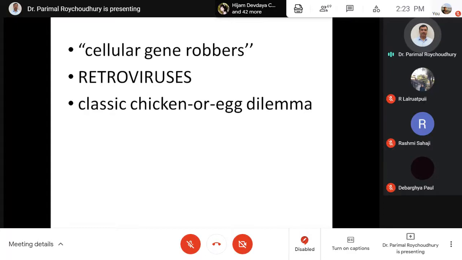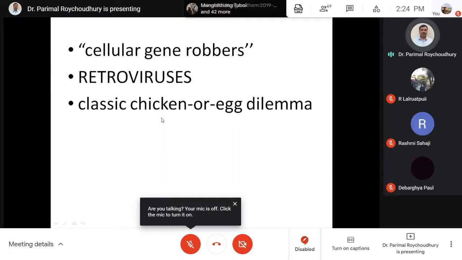Some people thought that they are cellular gene robbers, meaning the viruses evolve from the host cell. That means from higher plants and animals, they simply steal some of the genes and they get an identity of viruses. As we could see in the retroviruses, since they can integrate with the host cell chromosome, obviously they can come out of the host cells. So that says that they might be the cellular gene robbers. But at the end, you will find the chicken or egg dilemma: which has come first?